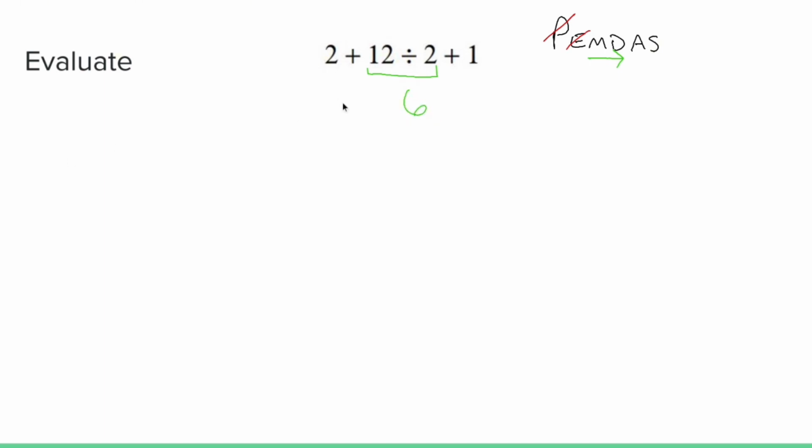Drop down the 2 plus and drop down the plus 1. Now all of my multiply divide stuff is taken care of. Now we add or subtract left to right. So all we have is adding. 2 plus 6 is 8. Drop down the 1. And then 8 plus 1 is 9. And that's our answer. Fun.